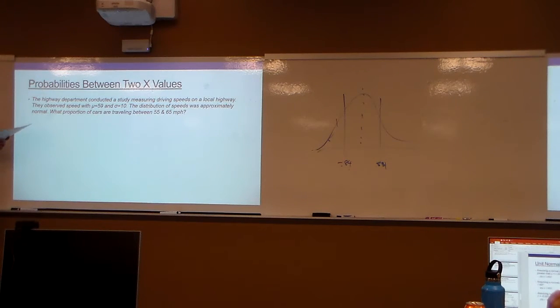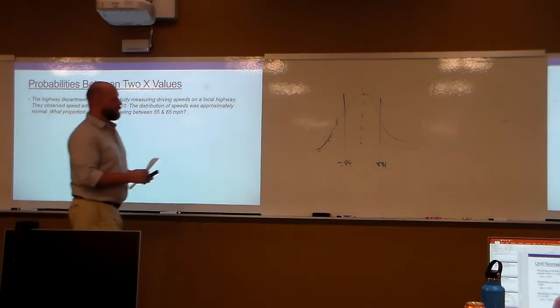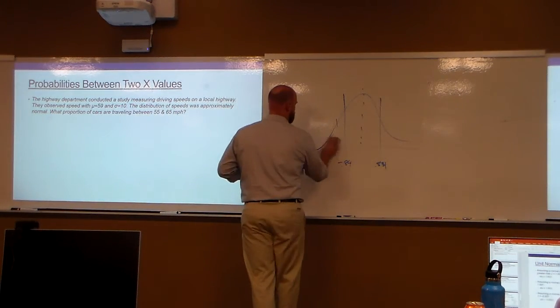A little bit trickier. Let's say a highway department is conducting a study measuring driving speeds on a highway. Observed speed, so the mean is 59, standard deviation of 10. Distribution of speeds approximately normal. What's the proportion of cars traveling? How are we going to go through and solve this?